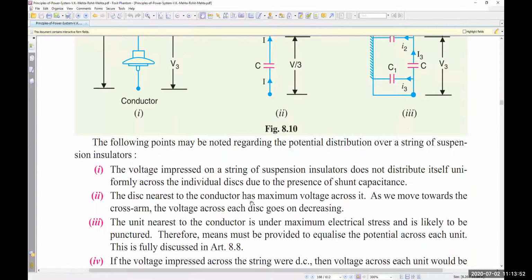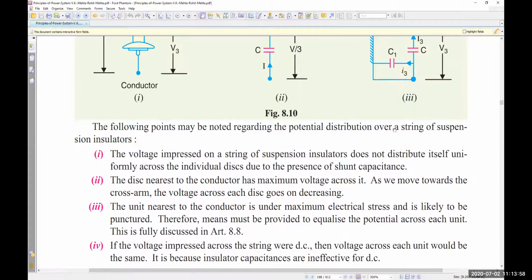Now, we will be doing the potential distribution. The following points may be noted regarding the potential distribution over a suspension type string of insulator. The voltage impressed on a string of suspension insulators. String means what? What do you mean by string?